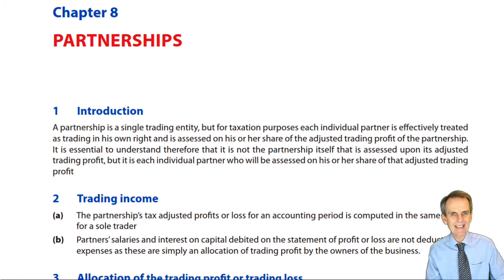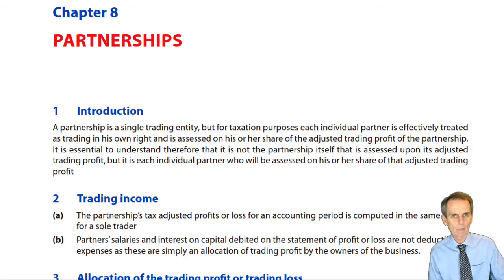We learned the bases of assessment that would apply for each tax year, the way by which we related a given accounting period or periods of profit to a given tax year in which that profit would be assessed. And then in Chapter 7, we learned about how to deal with losses. Should regrettably that adjustment of profit exercise end up not with the tax-adjusted trading profit, but with a tax-adjusted trading loss, what then could the taxpayer do with that loss? And we saw the various reliefs available to that individual.